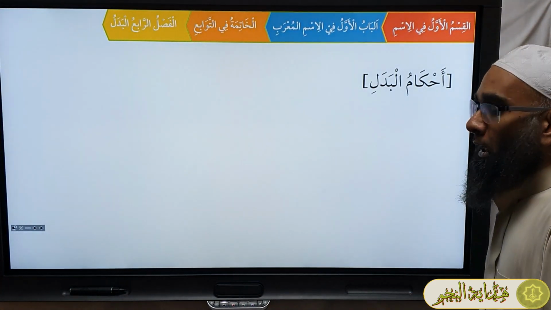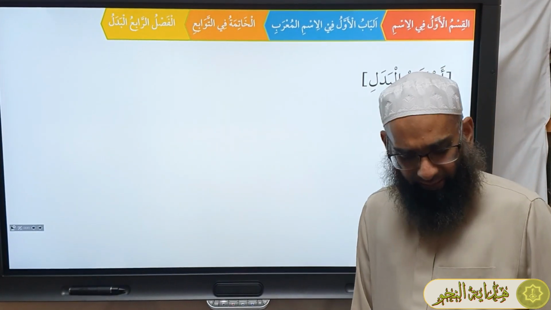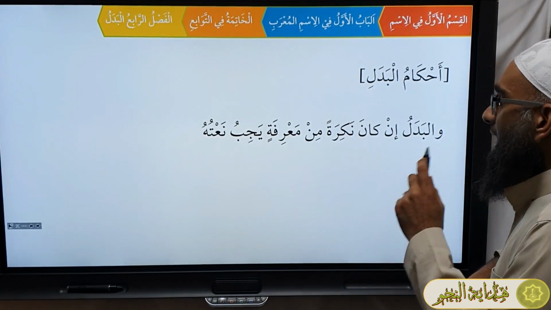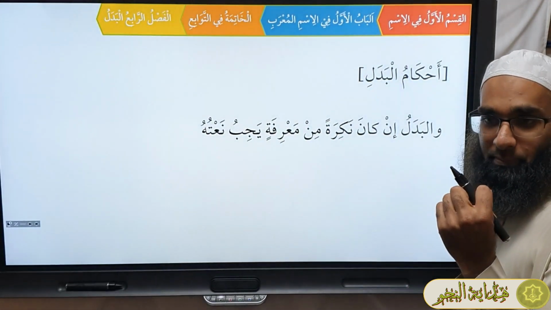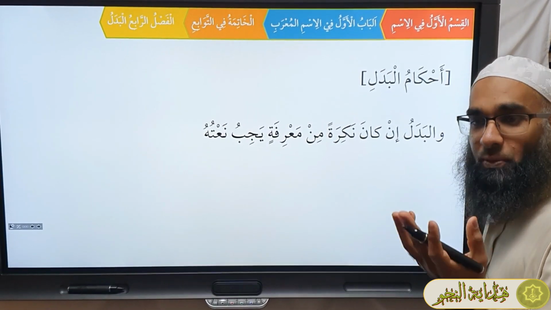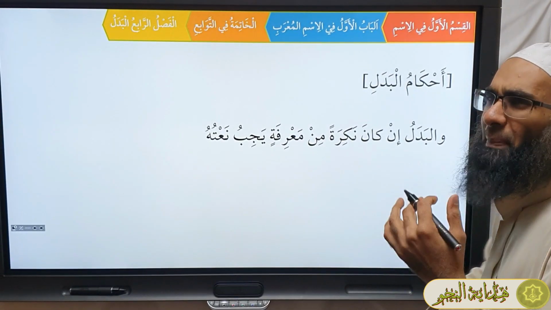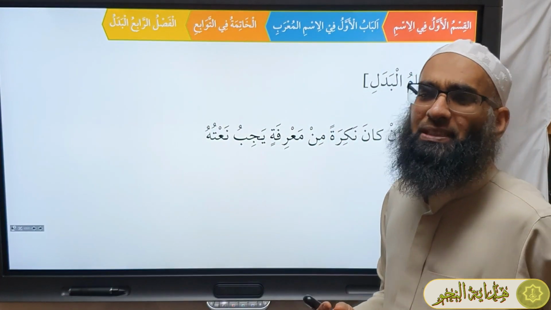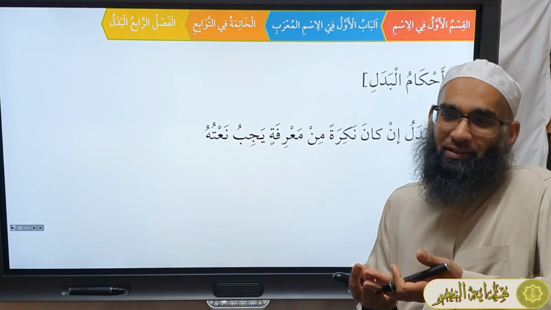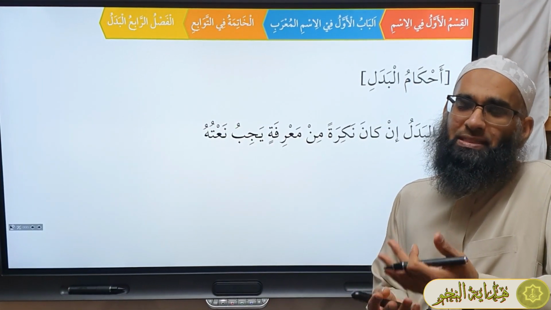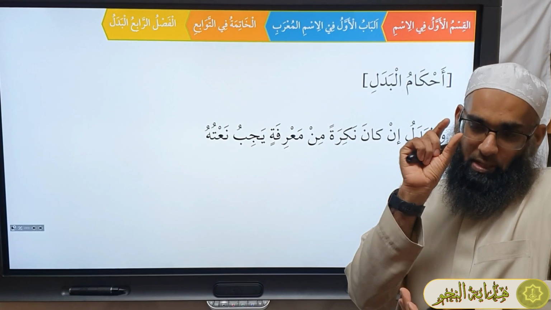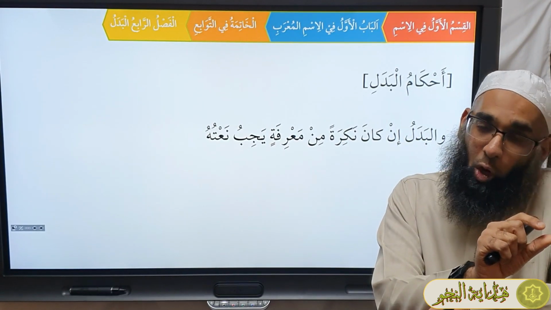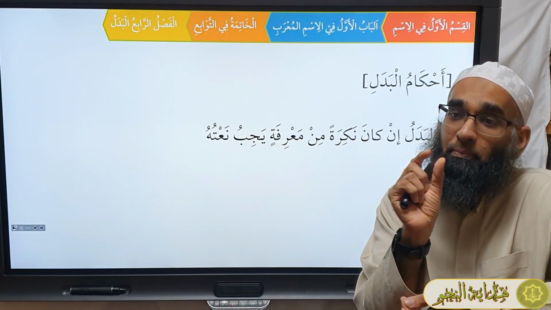Okay? Now, he's mentioned a few rules of Badal, which is not mentioned in all books, but he's mentioned it here, and that's how we go through it. What he's saying here is that if the Mubdal Minhu is Ma'rifah, because the Badal has to have more information, especially explanatory. So if the Badal is Nakira, and the Mubdal Minhu is Ma'rifah, it's less information, isn't it? So he's saying here, whenever you have a Mubdal Minhu which is Ma'rifah, the Badal has to be Ma'rifah, or it has to be a Nakira Makhsusa.